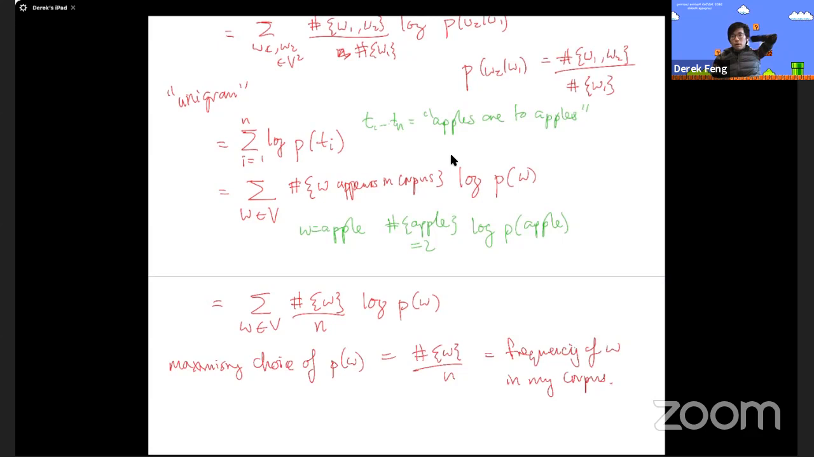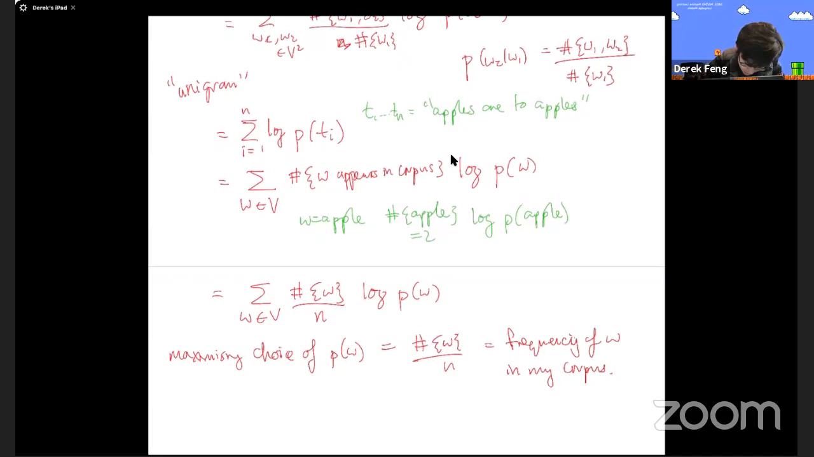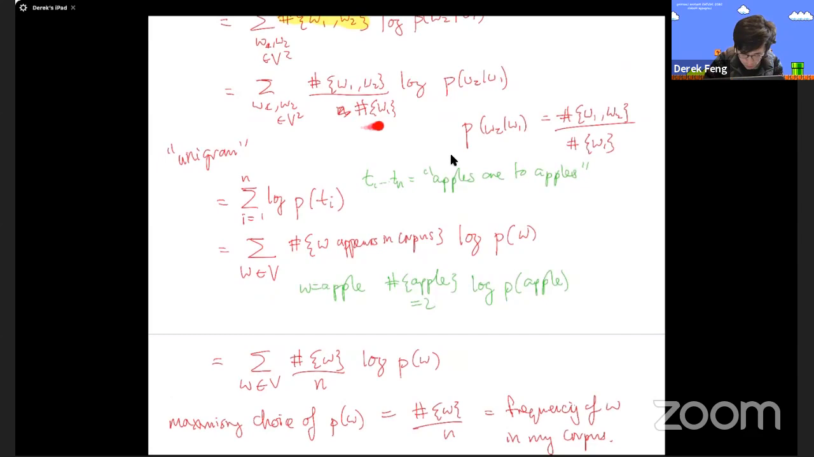Right. So here I am dividing by N because I can just do that. This divide by N is easier to see. This divided by number of W1 is a little bit trickier to see, but I'm actually going to go through that in a little bit. So I will skip this part for now.